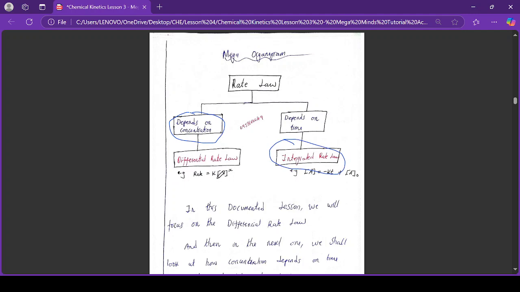I gave an example of a differential rate law, which is this. The integrated rate law will look like this. We're going to derive it.